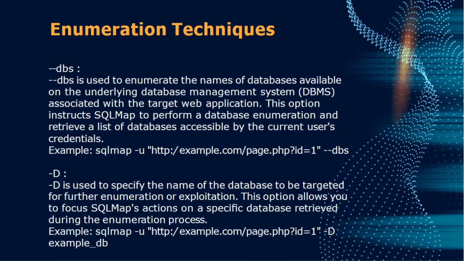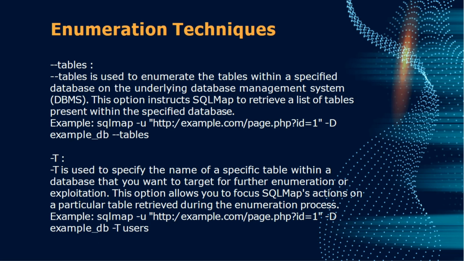--dbs is used to enumerate the names of databases available on the underlying database management system, DBMS, associated with the target web application. -D is used to specify the name of the database to be targeted for further enumeration or exploitation. --tables is used to enumerate the tables within a specified database on the underlying DBMS.